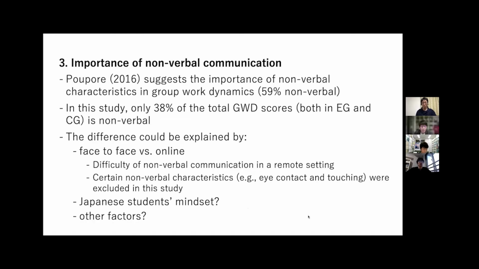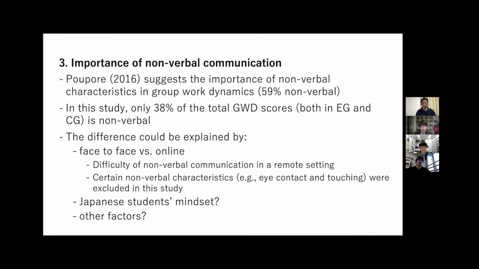We also look at the results in terms of verbal and nonverbal aspects. In Popper's study, nonverbal communication accounted for 59% of all GW-related behaviors. However, in our study, only 38% was nonverbal. We discussed the causes of the gap.